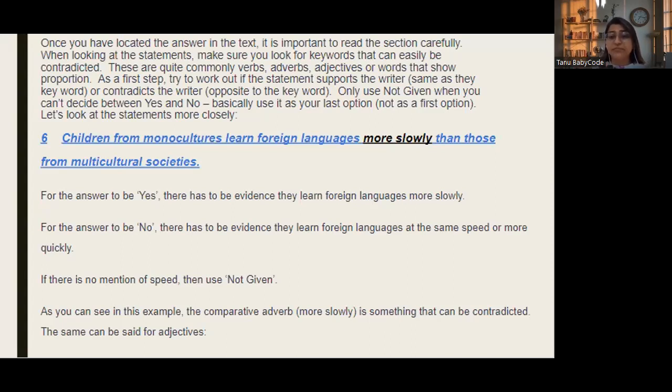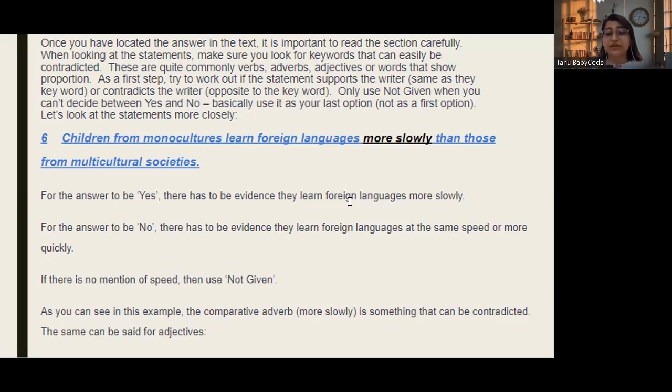When looking at the statements, make sure you look for keywords that can easily be contradicted. These are quite commonly verbs, adverbs and adjectives, or words that show proportion. As a first step, try to work out whether the statement supports the writer, the same as the keyword, or contradicts the writer, opposite to the keyword, right? So you decide on yes or no. Only use not given when you can't decide between yes and no. Basically, not given is the last option, not the first option, right?